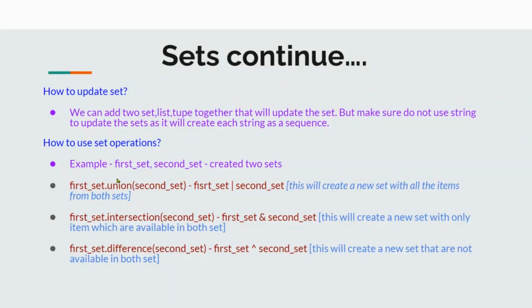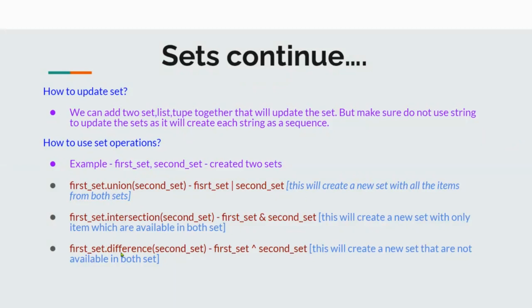And how to do an intersection? This operator: first set and second set. This will give a new set with only the items which are available in both sets. Let's say apple is available in the first set and apple is available in the second set. These items will be captured and put in a new set.